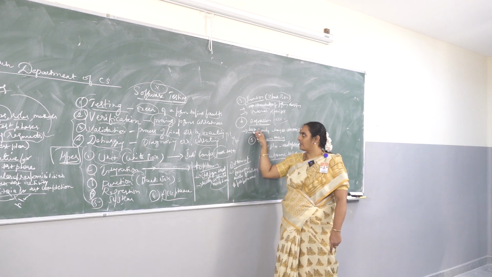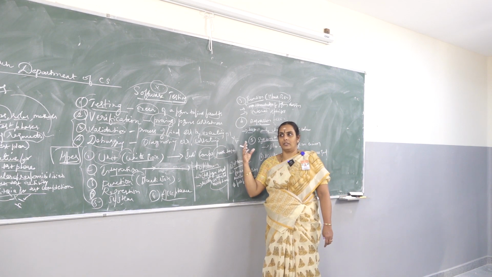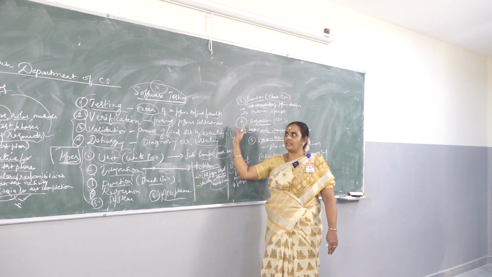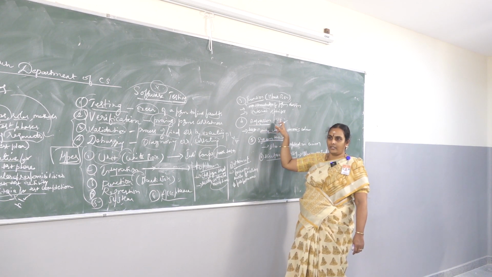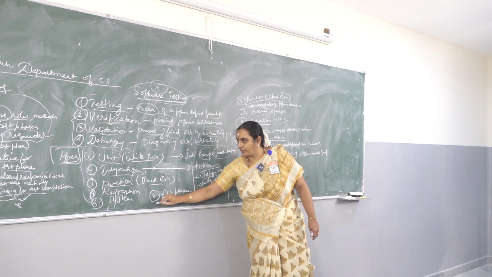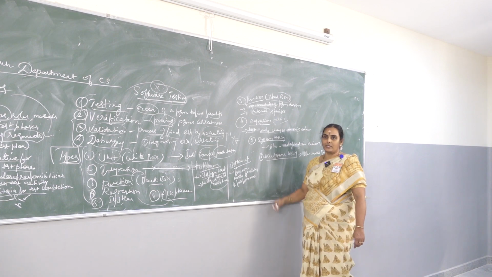So this tests the new changes to the existing code. If the changes are updated in the existing code, the code should remain the same. In order to check that comparison, regression testing is used. And the last two, the fifth and the sixth, are interdependent. One is system testing and another one is acceptance testing.